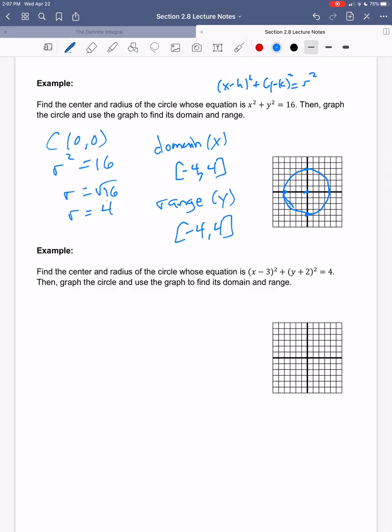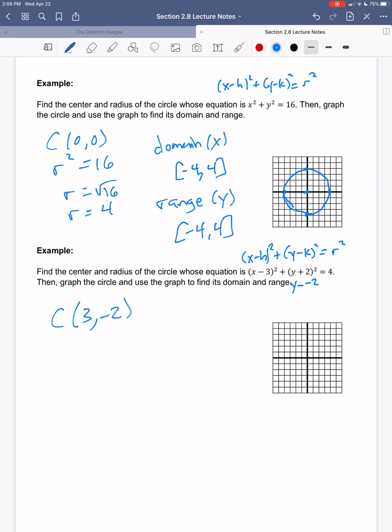It's not always going to be the case that the domain and range are the same. We're going to see that in this next example. So again, this is going to be x minus h squared plus y minus k squared equals r squared. So I see it's x minus 3, so my h coordinate is definitely 3. My y term needs to be y minus k, so y minus a negative 2 would actually be y plus 2. So my k value is negative 2.